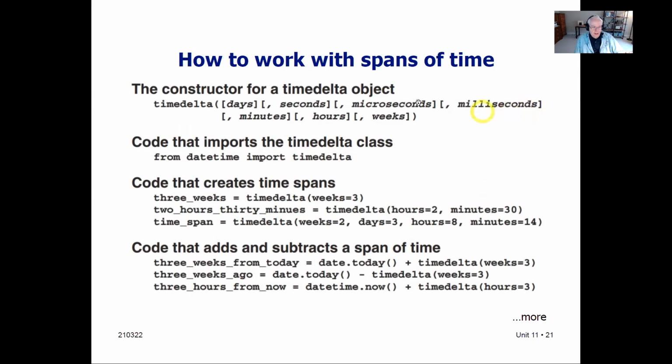So let's dig in here. Time delta is the constructor in this case, the constructor method. And we can start off with days, and notice we are out of sequence here. We're kind of jumping around. So days, seconds, microseconds, milliseconds. And then we're jumping to minutes, hours, and weeks.